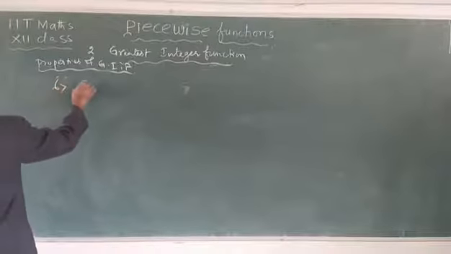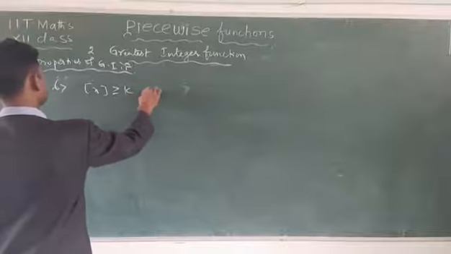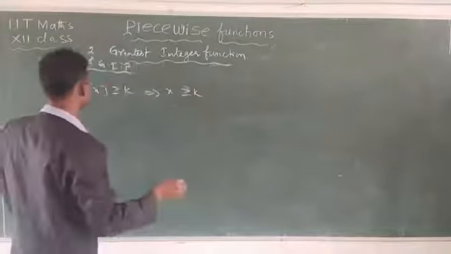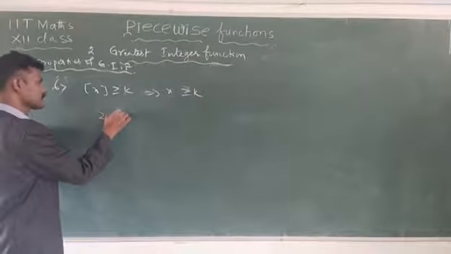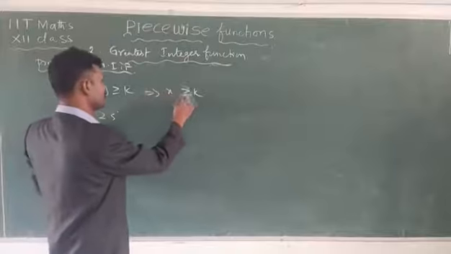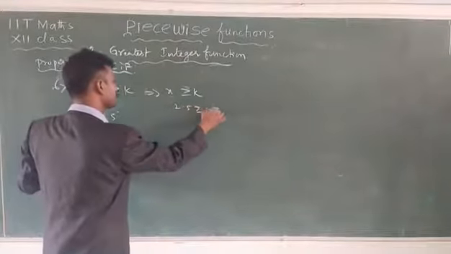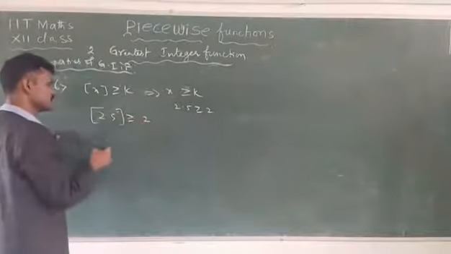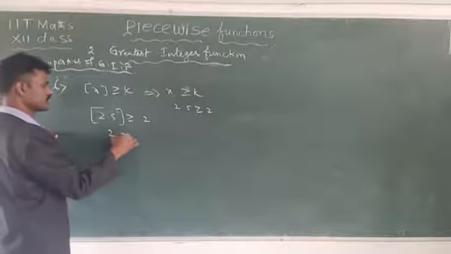Now the sixth one: step x is greater than or equal to k. Here x is greater than or equal to k. Take x as 2.5 and k as 2. Now step of 2.5 is greater than or equal to 2. Are both equal, or is one greater? Here step of 2.5 is equal to 2, greater than or equal to.